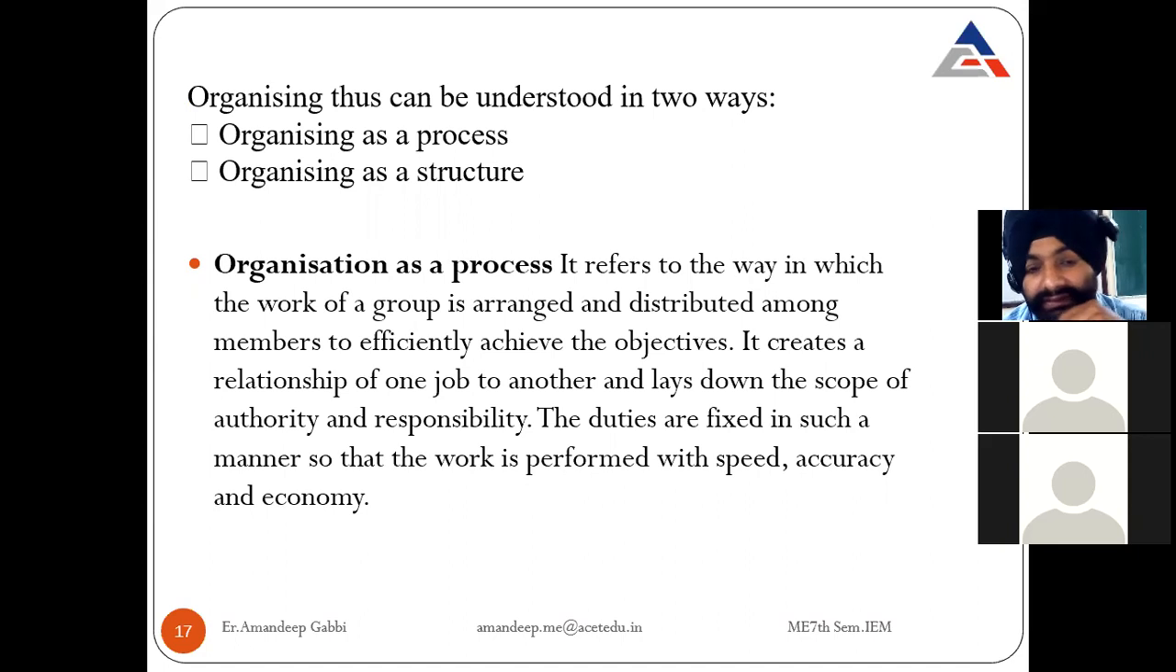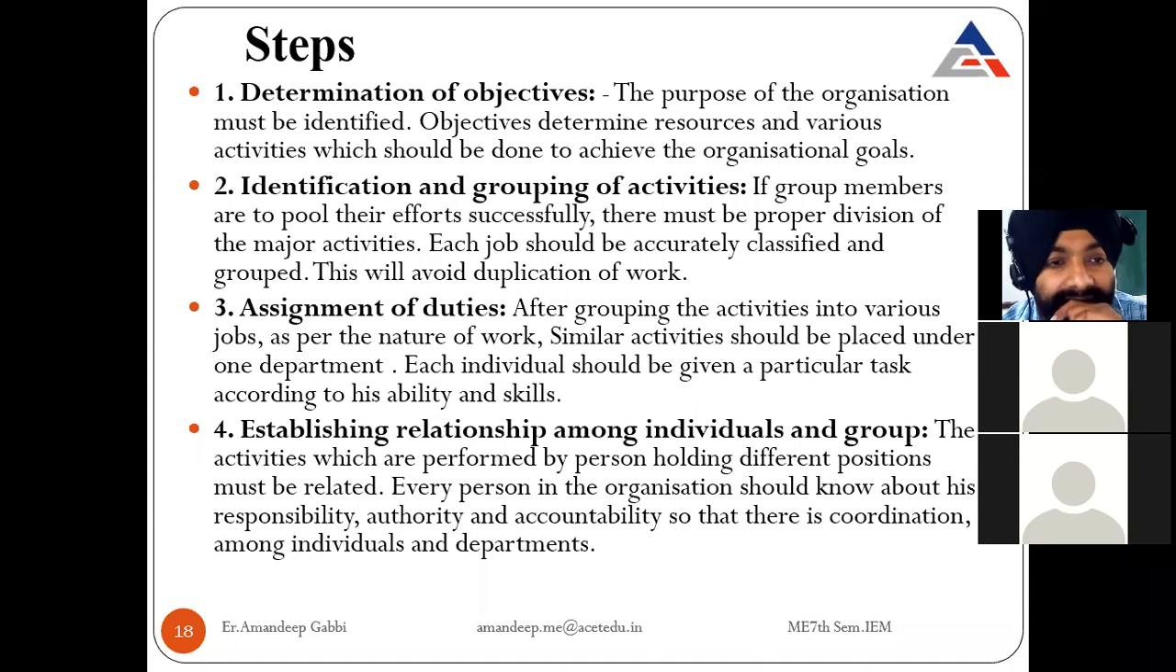So, in a process, work is being distributed among different members of that particular organization, and it creates a relationship of one job to the other. It also maintains a good relationship between authority and responsibility, which is fixed in such a manner that work is performed with speed, accuracy, and economy. So the work is being assigned to each one, and his work is fixed so that work is done with great speed, accuracy, and economy. Then the steps that are there in organization.